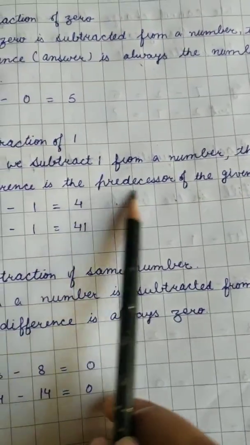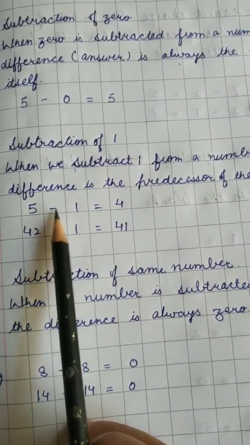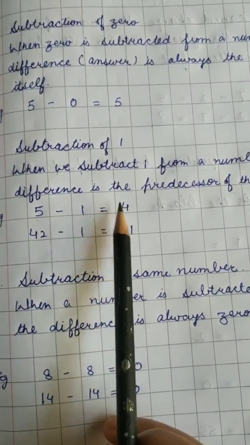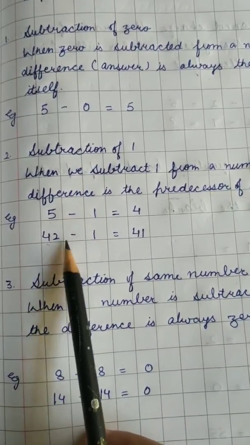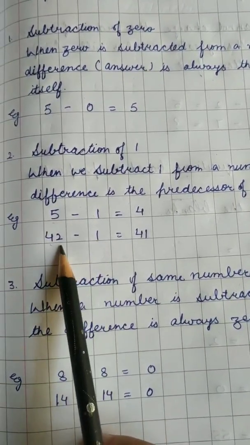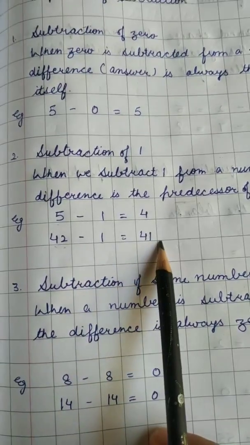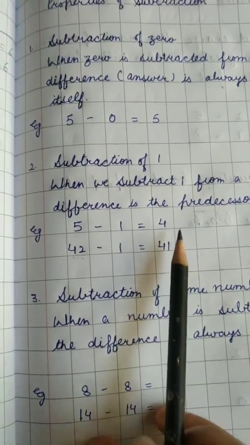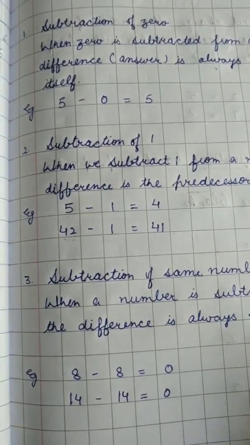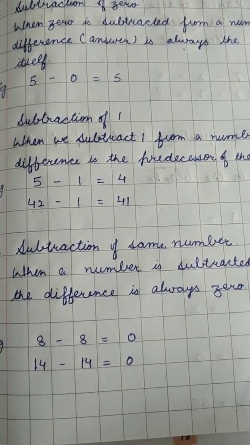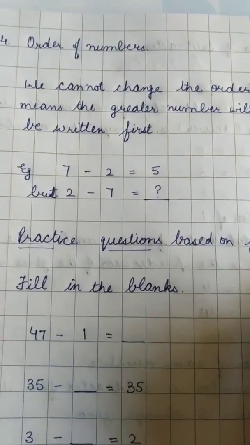I hope you know the predecessor. Like 5 minus 1 is equal to 4, which comes before. Predecessor means which comes before. Again 42 minus 1, which is the predecessor of 42, which is 41. So the answer will be 41. Now the third one is subtraction of the same numbers. See children, when we subtract the same numbers, we always get 0. You can see the examples also here.